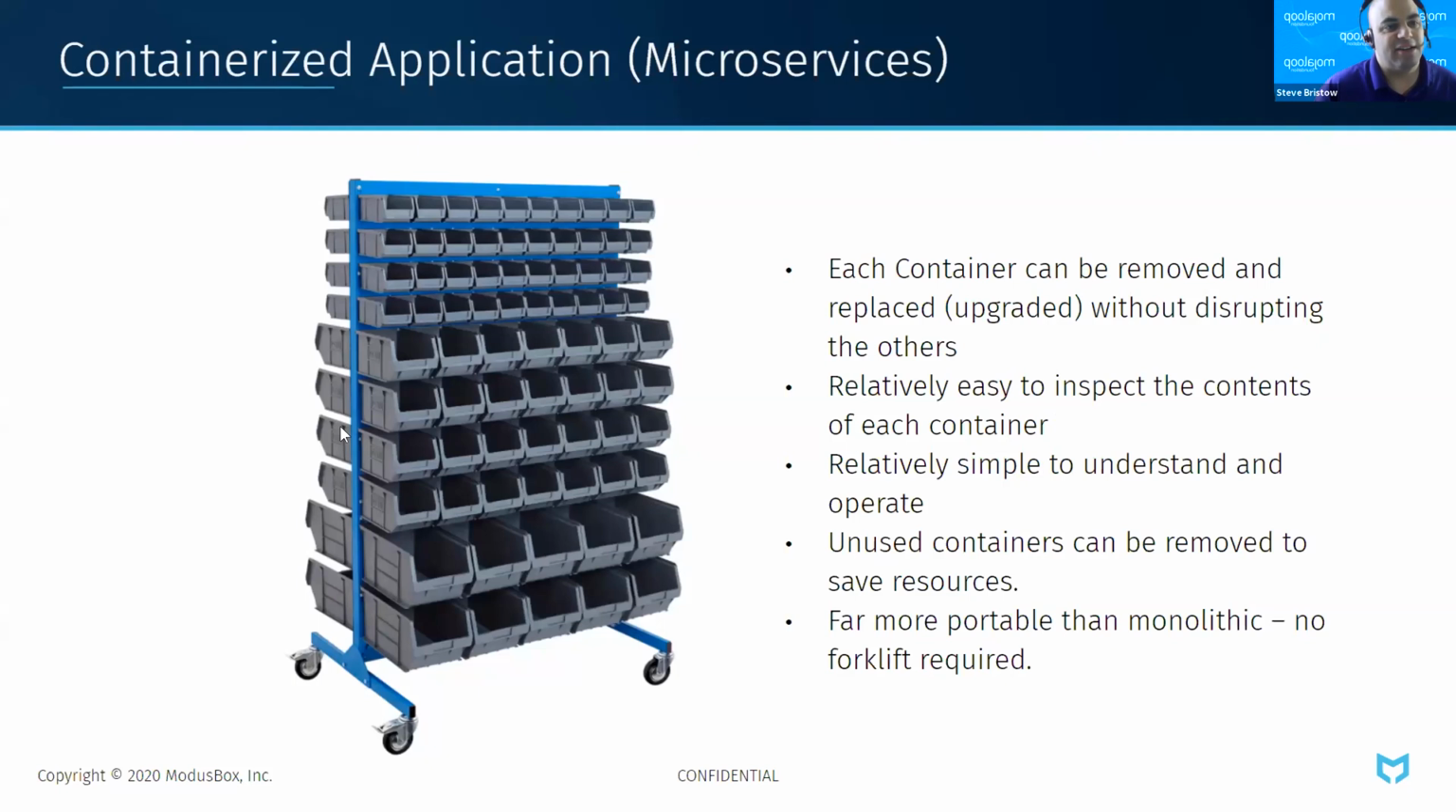Microservices and containerized applications give us a way to get around this by turning each component of that application into a much smaller container that can be removed, replaced and upgraded without disrupting any of the others. It's relatively easy to inspect what's inside each one. They can be decommissioned, removed to save resources, or spawned dynamically. This makes it far more portable. You can wheel it around, as in the picture, far more easily than a monolithic application.